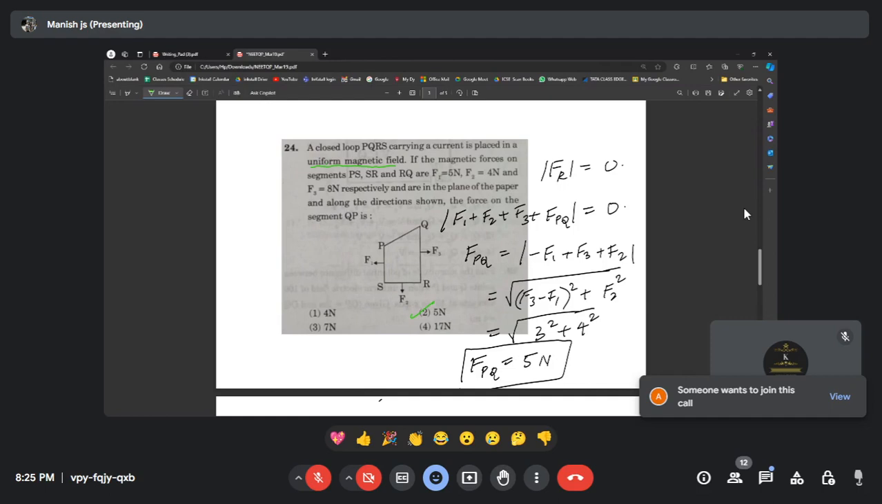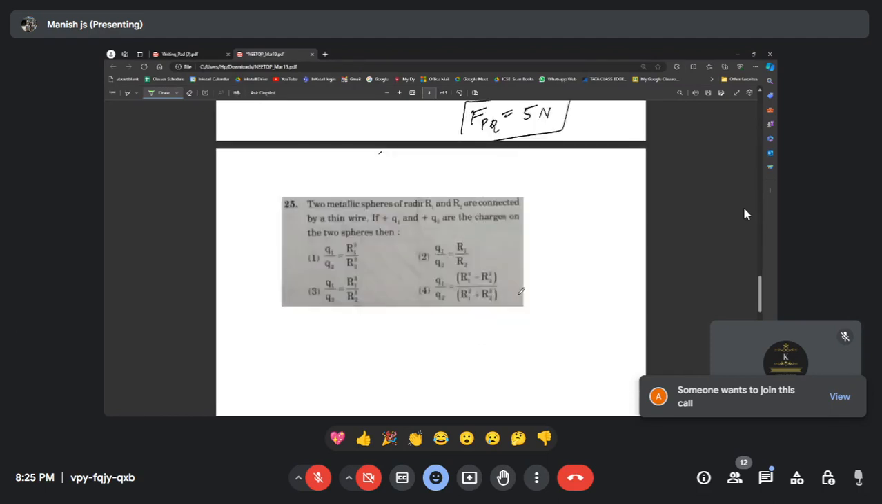That's the reason it's 3 squared plus 4 squared, which directly gives you 5 newtons. So we don't have that 2pq cos theta term coming into the picture. Okay, so that is the analogy. So with that, we move on to the next question. I hope this part is now clear. So moving on to the next question.